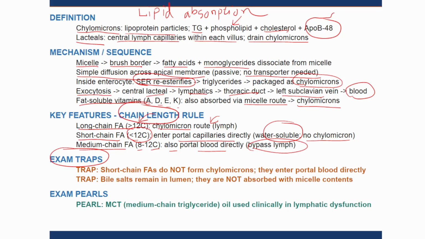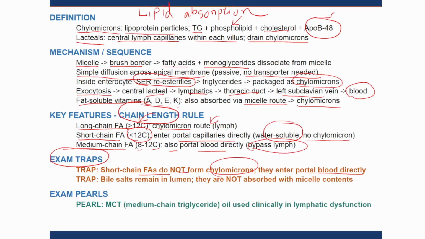Examiners routinely attempt to catch students by stating that all dietary fats are packaged into chylomicrons for transport. You must remember the explicit trap that short-chain fatty acids do not form chylomicrons because of their shorter carbon chains. They're soluble enough to enter the portal blood directly.